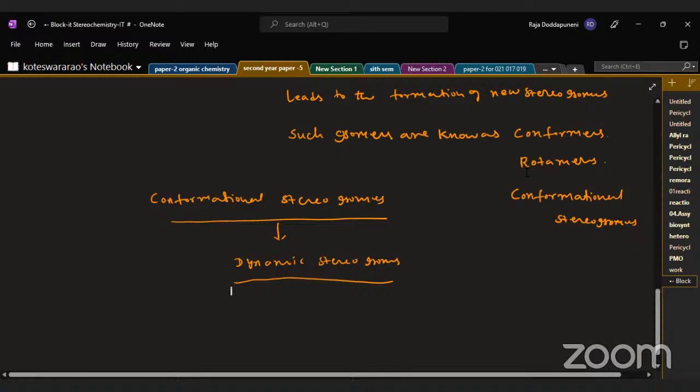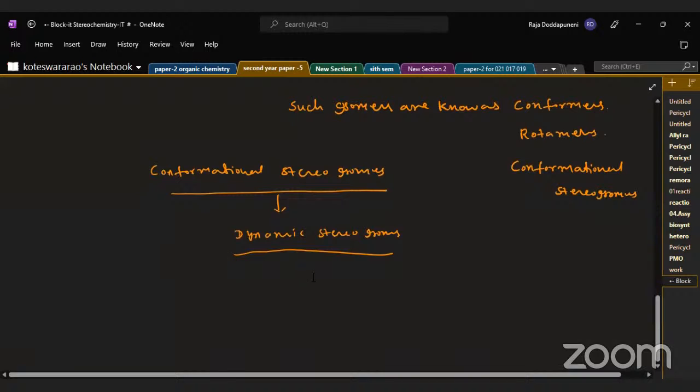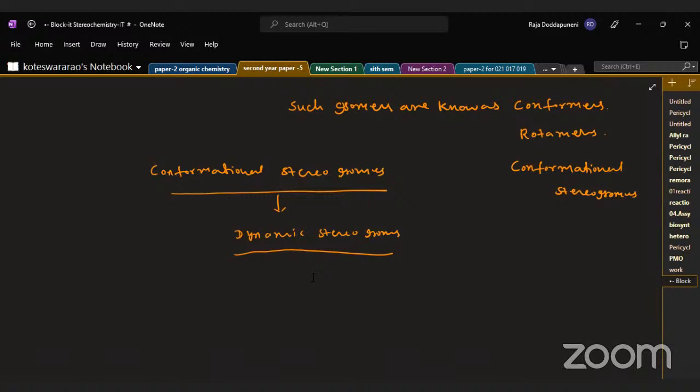And here one word is used: rotamers. We say rotaisomers or rotamers for the isomers which are generated due to the C-C bond rotation. Due to the C-C bond rotation, they are known as rotaisomers.